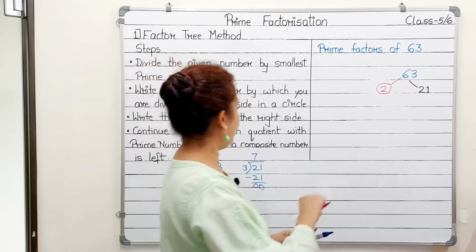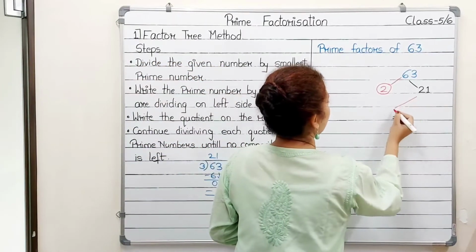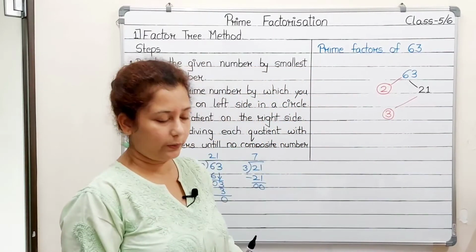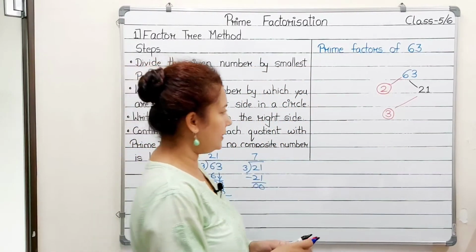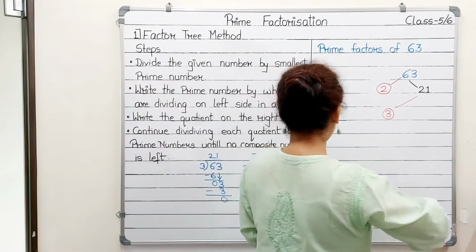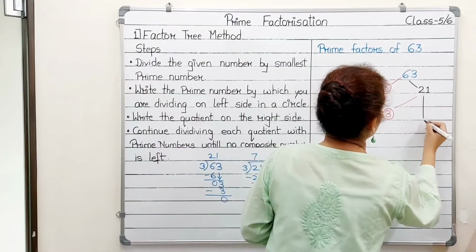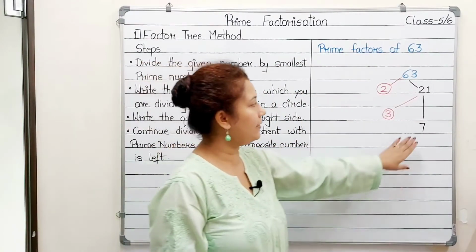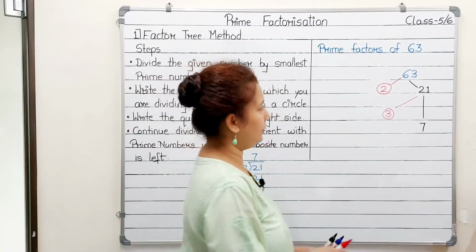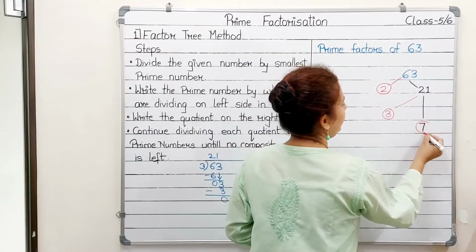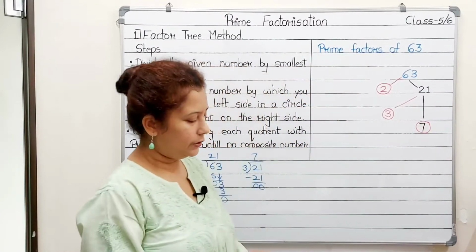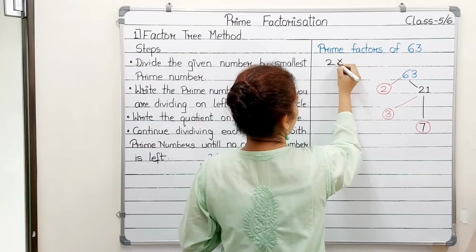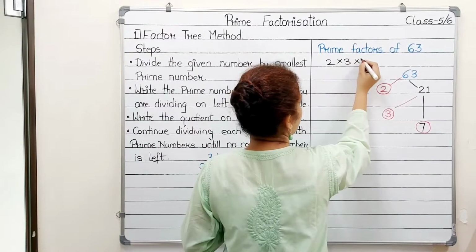So here we will write 3, the prime number with which we are dividing, in a circle on the left hand side, and we will write the quotient on the right hand side. And we know 7 is also a prime number, so we will stop dividing the number here. So the factors of 63 will be 3 into 3 into 7.